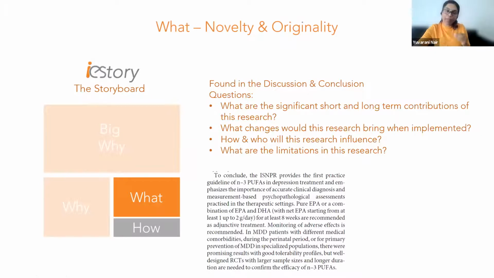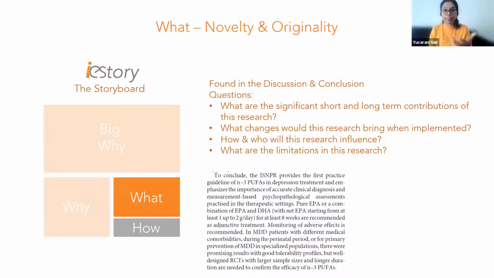Normally when people want to know what your research is about or what your research is contributing towards, they would look at the conclusion. And then to supplement the conclusion, they would look at the discussion. So when the reader is reading these two portions of your paper, what a reader is trying to answer is: what are the significant short and long-term contributions of this research? What changes would this research bring when implemented? Who and how will this research influence, or what are the limitations in this research?